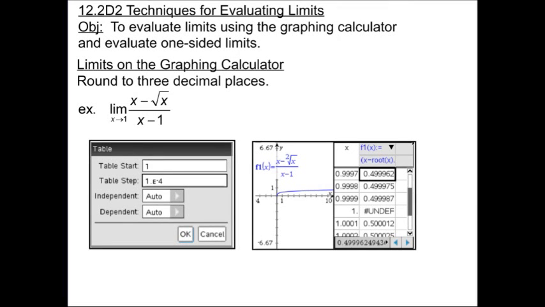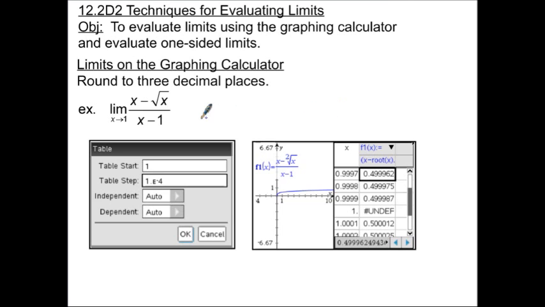Alright, welcome back guys. We're on 12.2 day 2 now, techniques for evaluating limits still, and now we're going to do this using the graphing calculator and evaluate one-sided limits. So here we go. First of all, limits on the graphing calculator. Sometimes it'll be obvious just visually and sometimes not, so I want to take a look more at the not obvious ones and go from there.